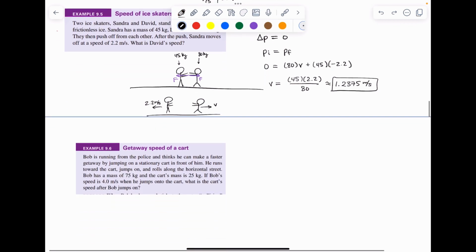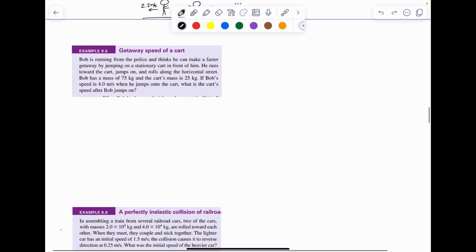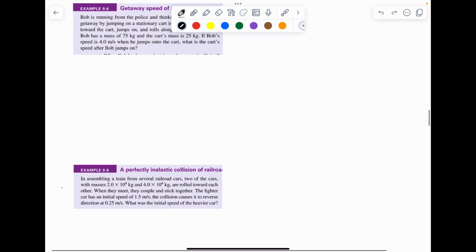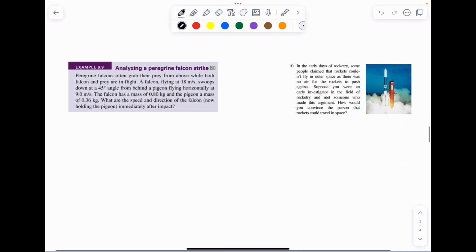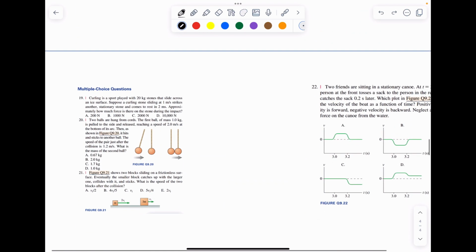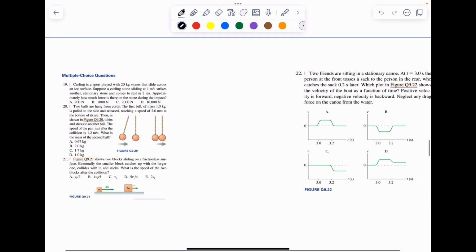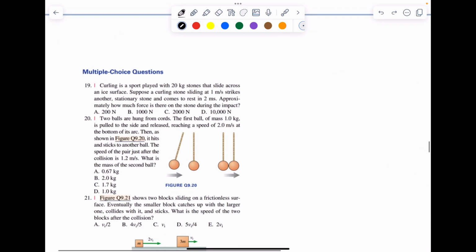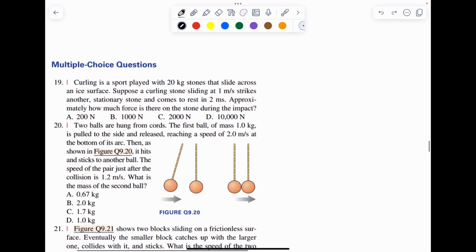Okay, cool. Now I might start picking and choosing certain questions. Remember, these purple examples are already worked out in your textbook. You can look them up. Let's see. Let me look at maybe some of these here. These are not worked out in your textbook, so I might jump here. Let's do the curling one.